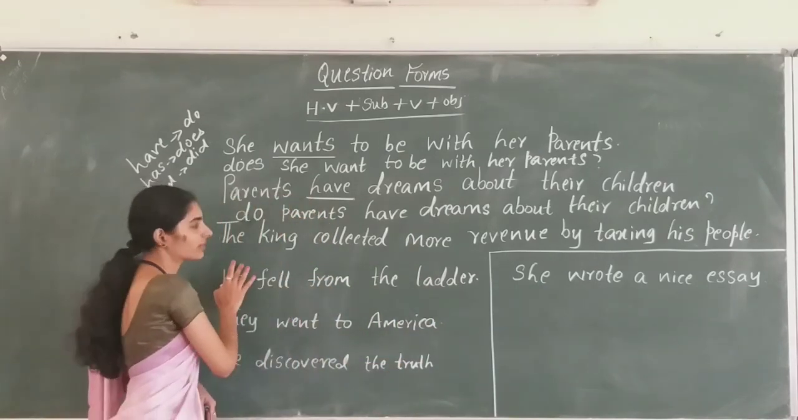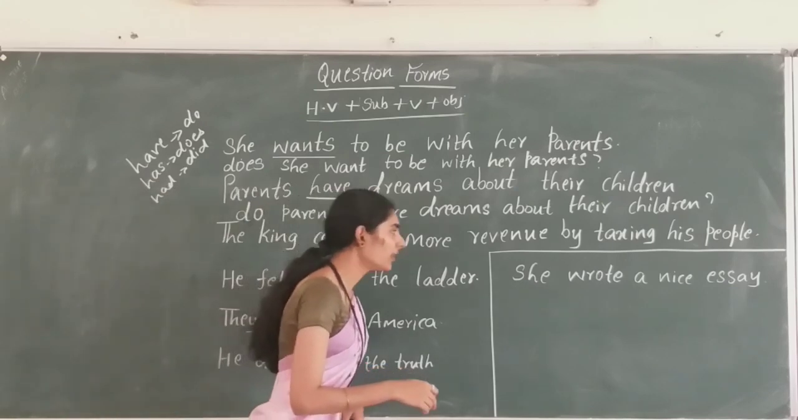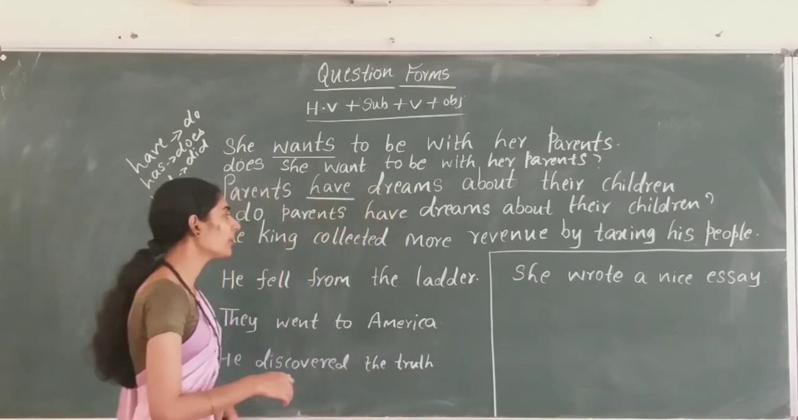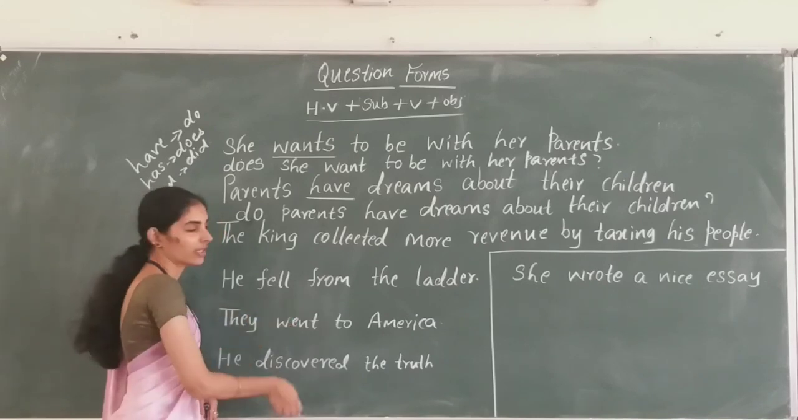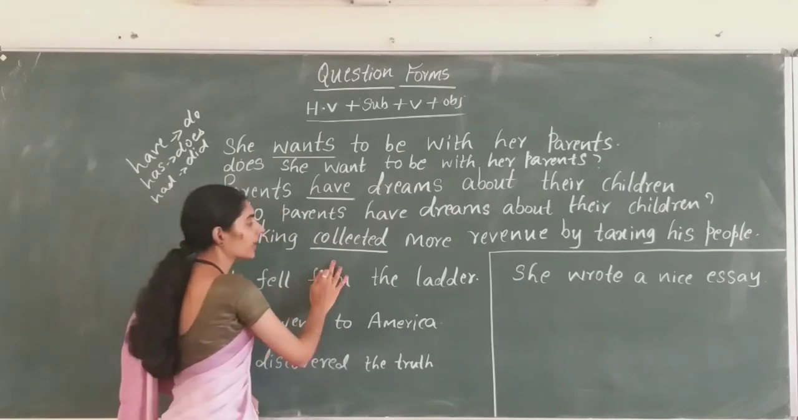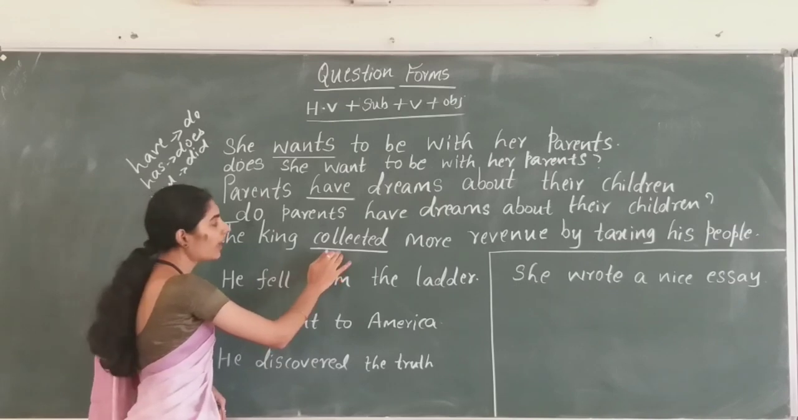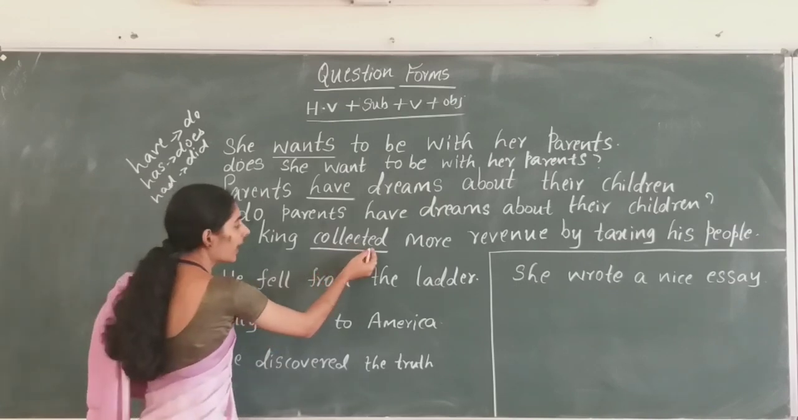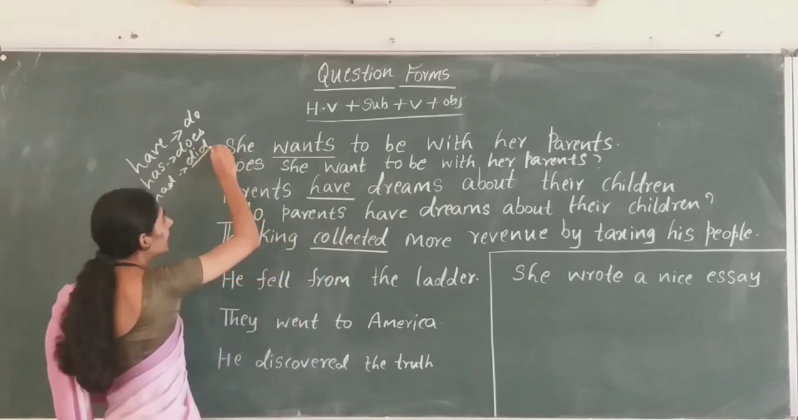Look at the next sentence. The king collected more revenue by taxing his people. Now identify or recognize the verb here. Here we have the main verb, that is collected, action verb. So which means this is in the past tense because of the ed in collected. So when the verb is in the past, then we have to write did, right?